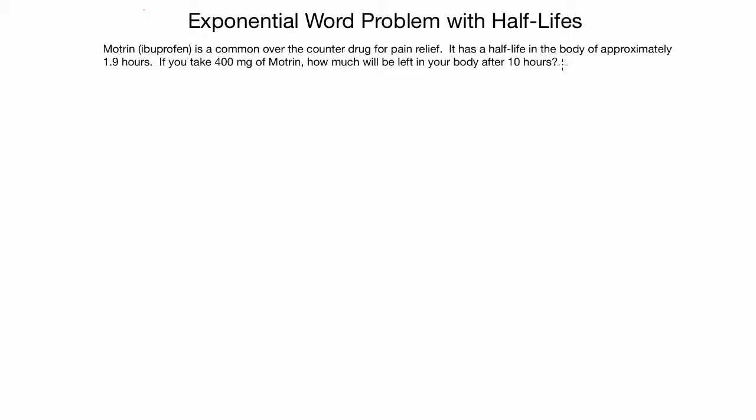Okay, so the idea is you're taking medicine. It works for a while, right? And then eventually your headache comes back or your pain comes back. If you read the directions on the back of the bottle, it'll tell you how often you can take it. All of that is calculated through biology and chemistry, but using math to figure out, based on how long it lasts in your body, how long it takes before you can safely take another dose. So this just says every 1.9 hours, only half of it is left in your body.